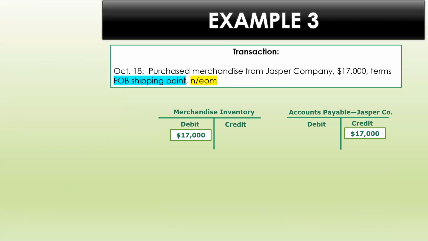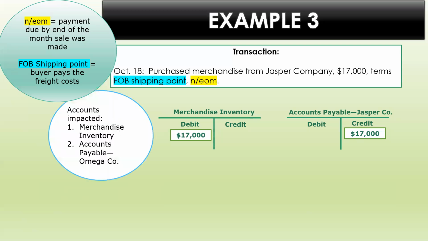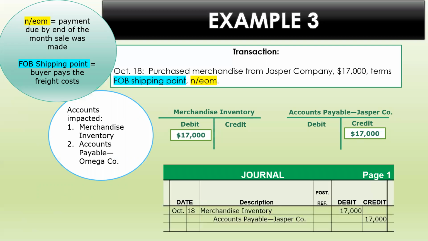Example 3, transaction, October 18. Purchase merchandise from Jasper Company in the amount of $17,000. Terms FOB shipping point, net end of month. This particular transaction involves the merchandise inventory account and the accounts payable Jasper Company account.